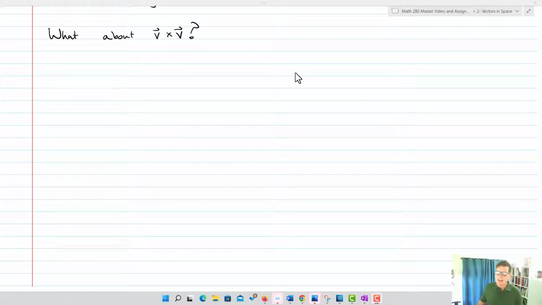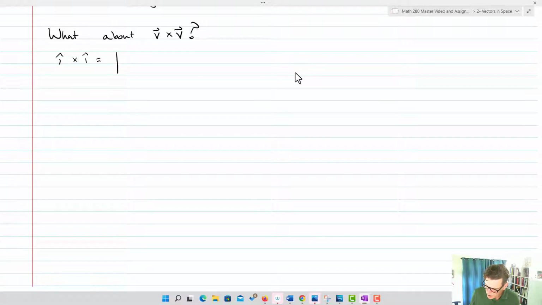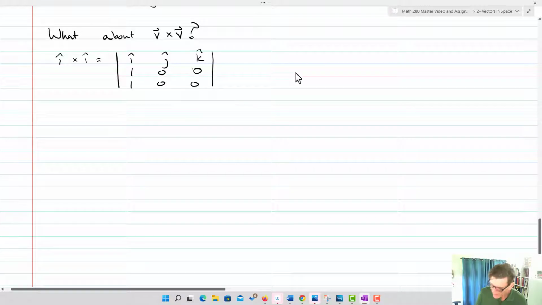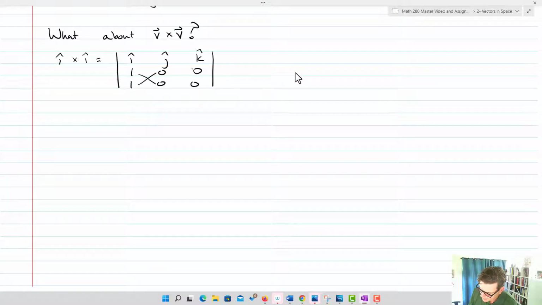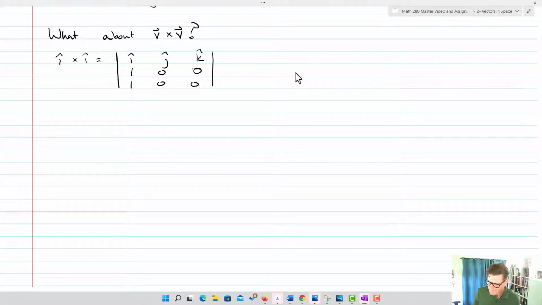A natural question you might have is, what happens if I cross a vector with itself? Let's take i cross i as an example because it's really easy to calculate. I've got i, j, and k, and then 1, 0, 0, and 1, 0, 0 again. Is there any way that I'm going to get 1 times 1 to get my 1? If you really think about it, the answer is no. It's just not going to happen.